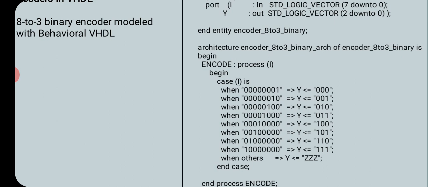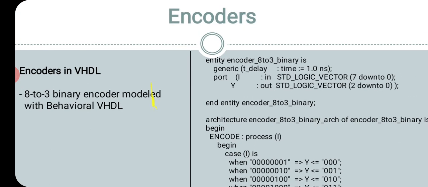So when the input is 0 0 0 0 0 0 0 0, the 0th line will be activated, and the output gets the value 0 0 0. When the first line is activated, the output will get the value 0 0 1. This is implemented as case I is when the input is 0 0 0 0 0 0 0 1, at that time y gets the value 0 0. Then when the first input line is activated, the output will be 0 0 1. So accordingly the encoder is designed.